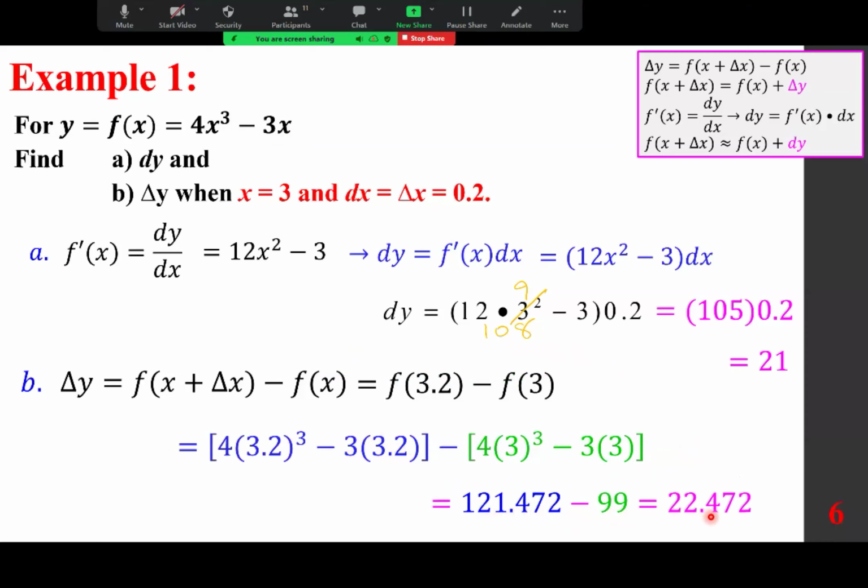Notice dy was easier to evaluate, and that's why many times delta y is approximated by dy. One might say, okay, I think they are close. If you don't think they are close enough, take a look at the concept of delta x versus x. The smaller the value of delta x compared to x, the closer these two values. If you make it 0.1, they are closer. If you make it 0.01, they're almost identical.